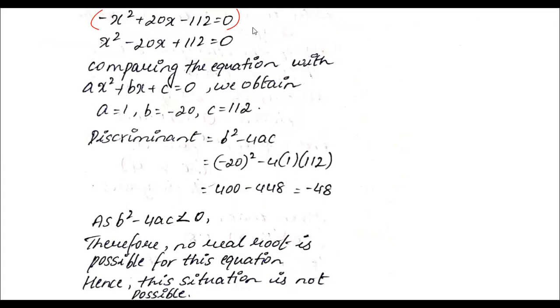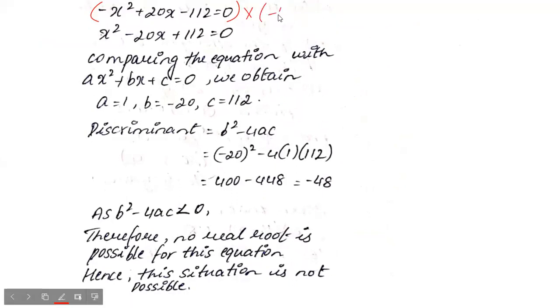So multiply throughout by minus 1. Multiply throughout by minus 1. So this is the required equation. Comparing the equation with ax square plus bx plus c, the standard form.